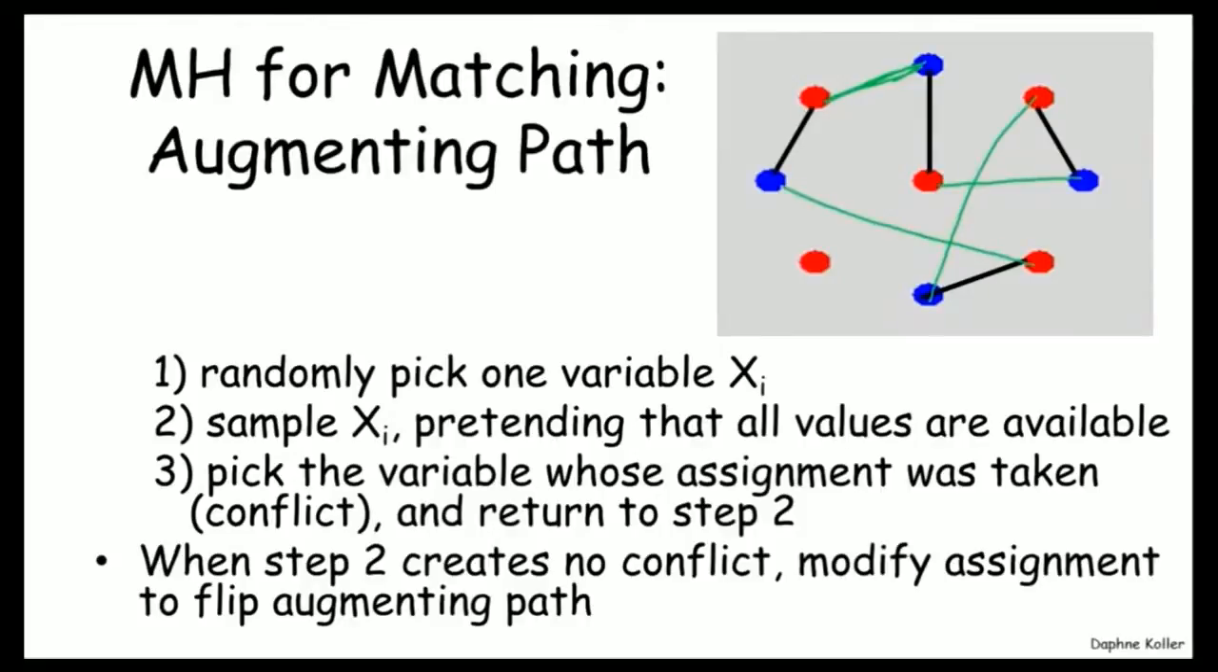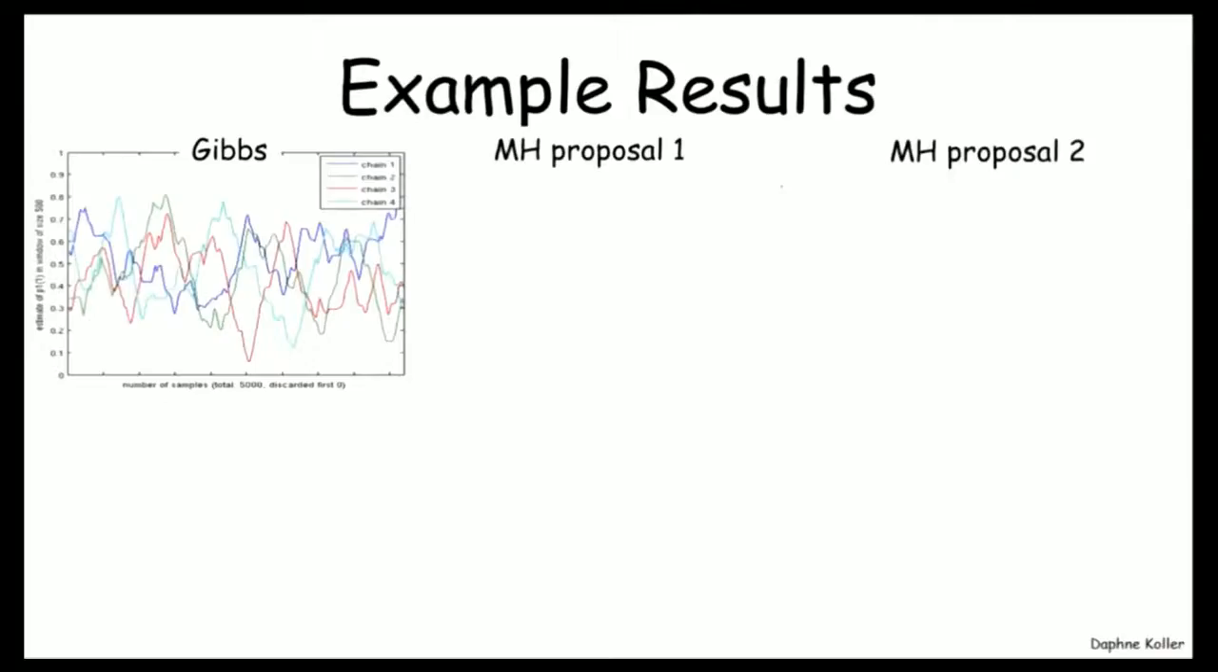I've closed the loop, and I've defined what's called an alternating cycle, where basically I can switch all of the black edges to green edges, and that gives me a new legal matching. And that's my proposal. And with a little bit of a numerical calculation, one can figure out the acceptance probability for this proposal distribution. And it turns out that it's actually a really good proposal distribution. So let me show you some examples on the next slide.